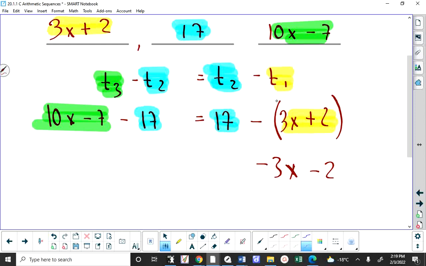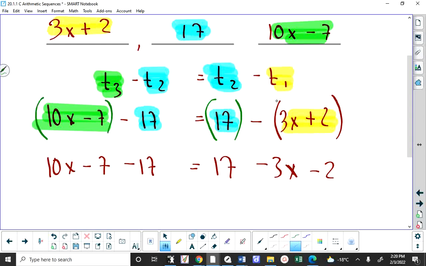What we have then is 10x minus 7 minus 17 equals 17 minus 3x minus 2. By the way, you never need brackets here. The green brackets, I'm going to say, are never needed. You never need brackets on the thing that you're subtracting from, ever. Okay. Do you need brackets on the thing we're subtracting here?